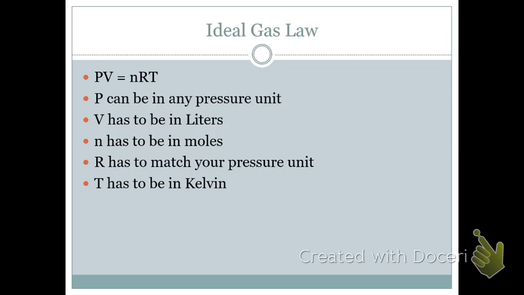Pressure can be any pressure unit that we discussed. So it can be atmospheres, kilopascals, torr, millimeters of mercury, or PSI. But the big ones I want you to look at is that volume has to be in liters. The n is the moles, R has to match your pressure unit. And look here, temperature has to be in Kelvin. So your big ones are liters for volume and Kelvin for temperature.